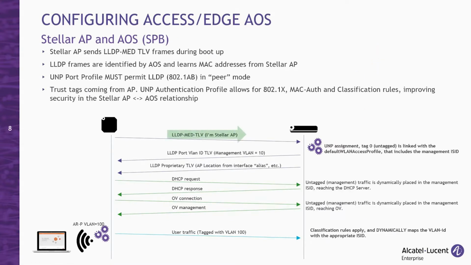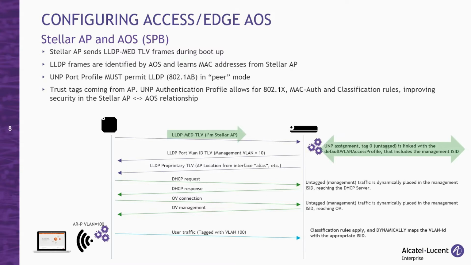This is the Shortest Path Bridging solution for dynamically creating and provisioning UNPs over an SPB network. As seen in the previous slide, this also follows a similar process. For example, at the UNP assignment level, the port is untagged and linked to the default WLAN access profile. It includes the management ISID from the SPB side.